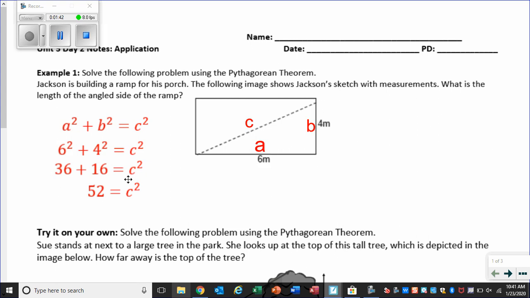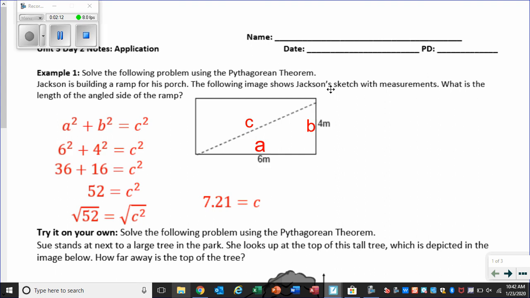So to undo that square, I'm going to square root both sides. So square root will undo the square part. So that'll just leave me with C on this side, but I have to square root the other side just to keep it equal. So I do this in the calculator, and I end up getting that C is equal to 7.21, and I just rounded it off. So that is what C equals. So that's the length of the side.